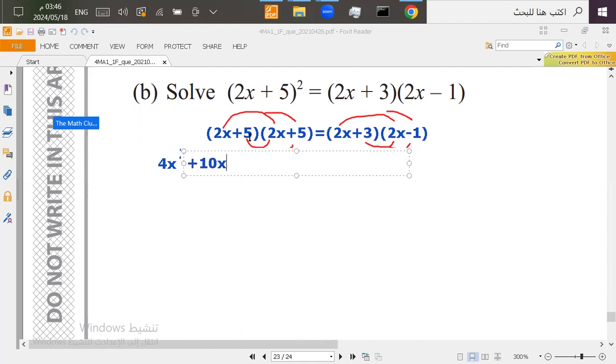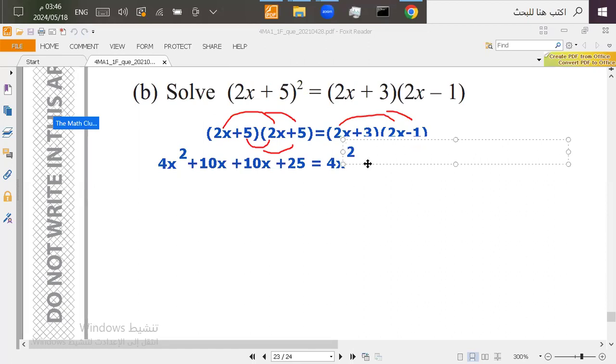Now I'll do the same for this one. 5 times 2x is going to be positive 10x, same idea. And then 5 times 5 is going to be positive 25. And then equal sign, I do the same with the other ones. 2x times 2x is going to be 4x squared. And then this one is power of 2, yes, squared. And then here 2x times negative 1 is going to be negative 2x or minus 2x. And then I come to this one. So 3 times 2x is going to be positive 6x. And then 3 times negative 1 is going to be negative 3. Now, this is the first part of expanding.